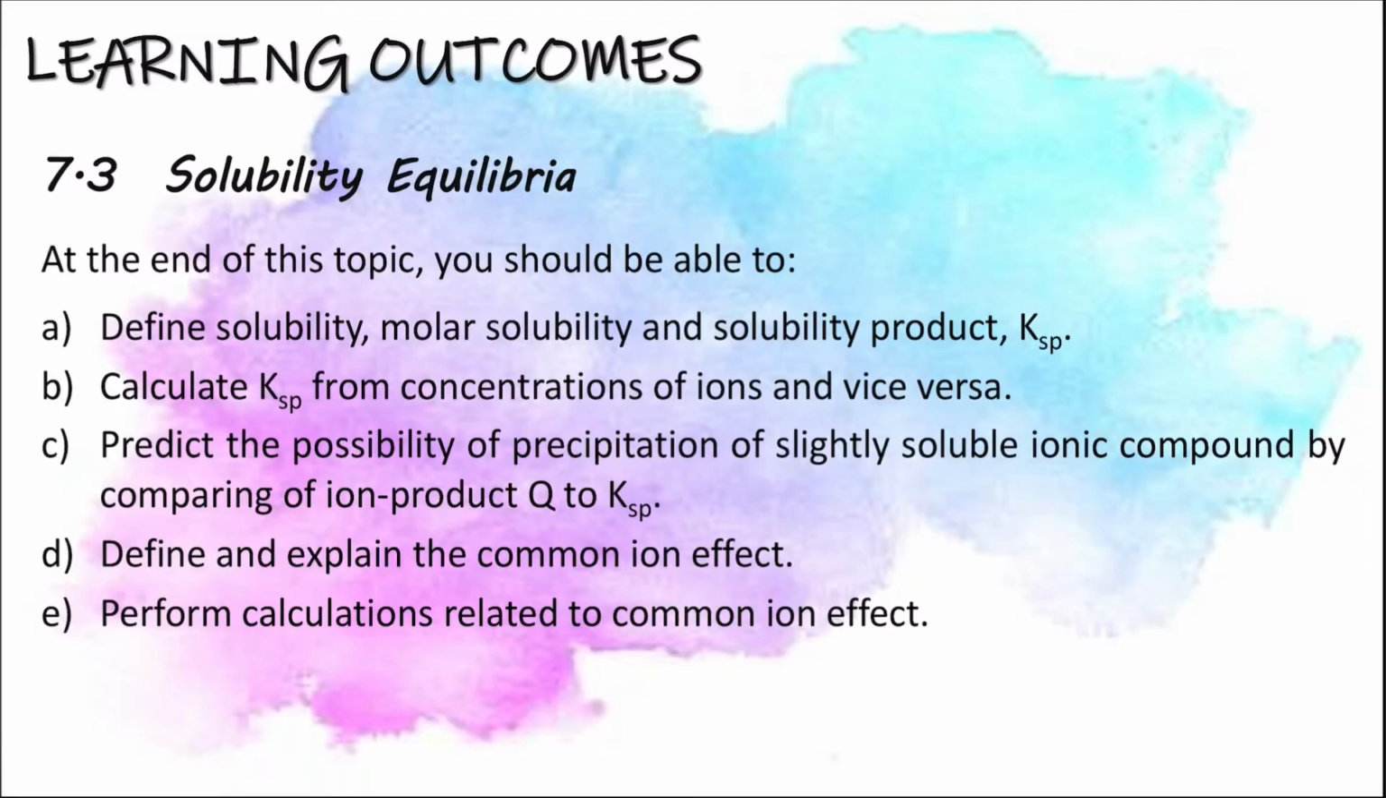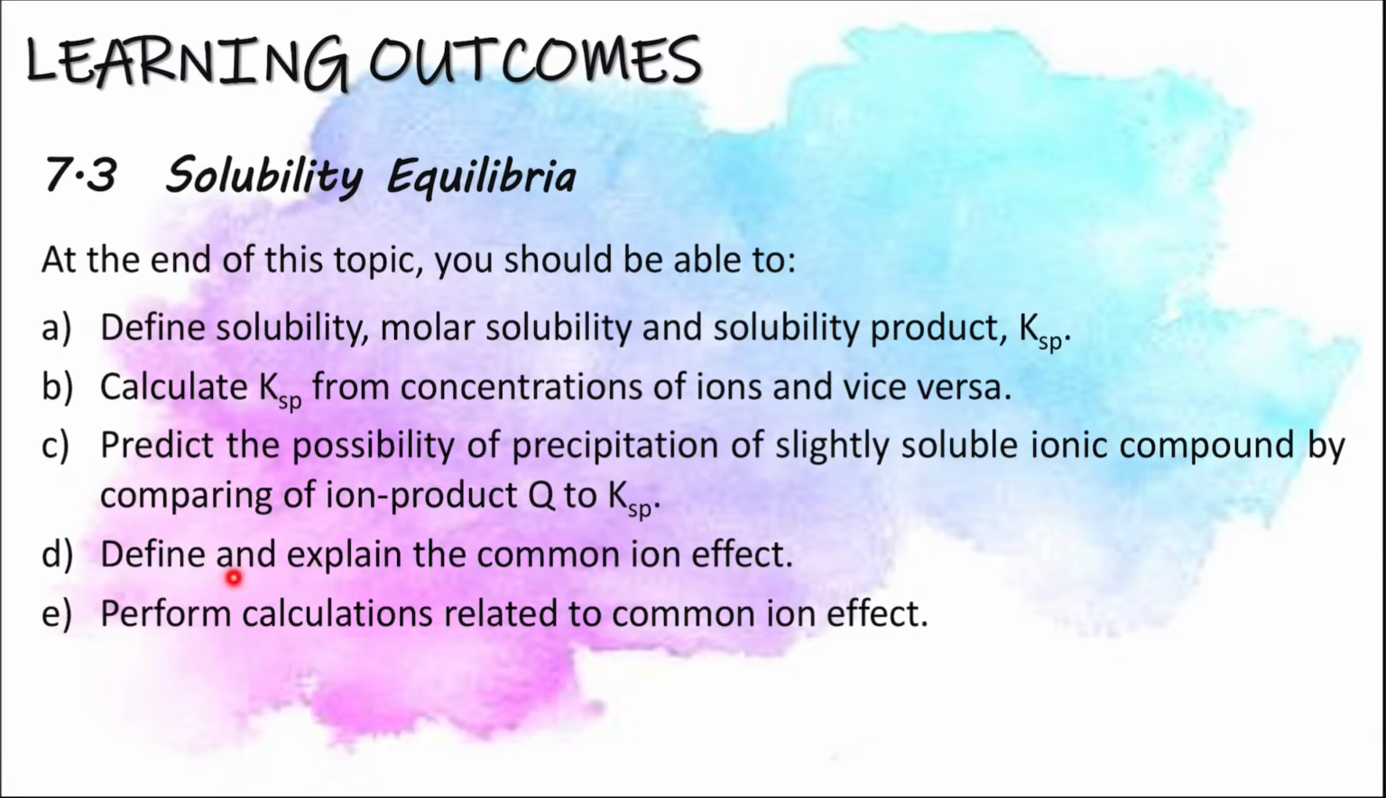About subtopic 7.3 Solubility Equilibria. In this video, you should know how to define solubility, molar solubility and solubility product. Next, you have to know how to calculate the KSP, what we call solubility product, from the concentrations of ions and vice versa. You should know how to predict the possibility of precipitation in a slightly soluble ionic compound when comparing the ion product Q to the value of KSP.